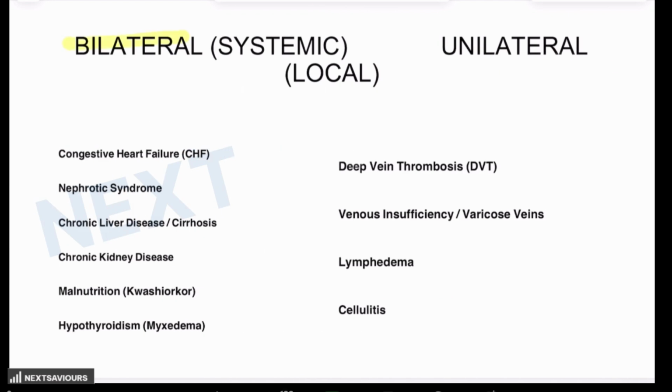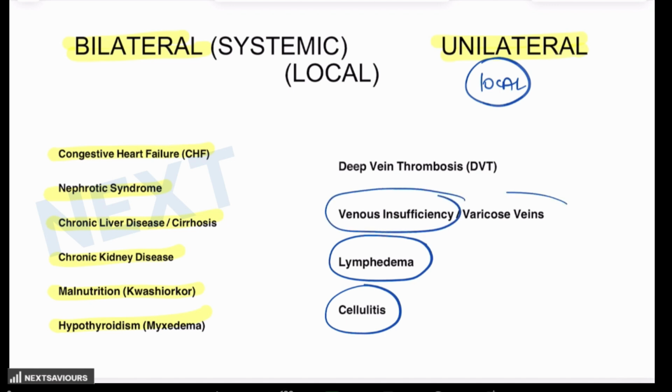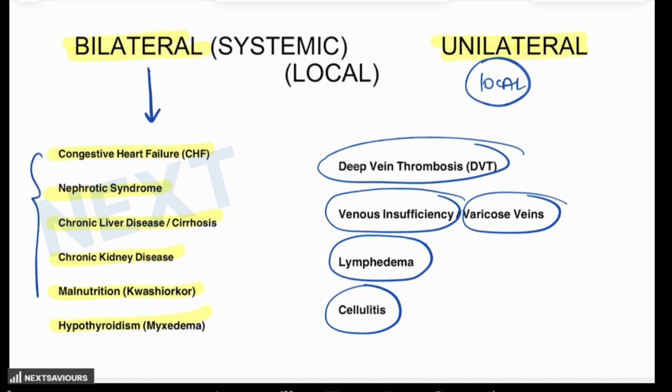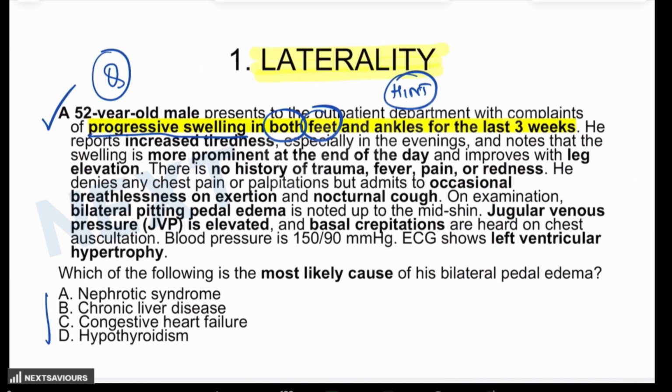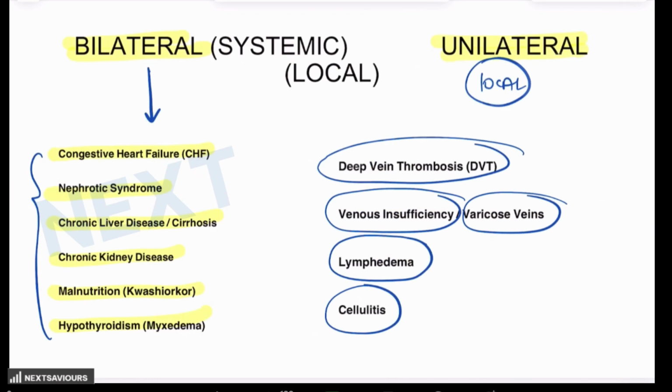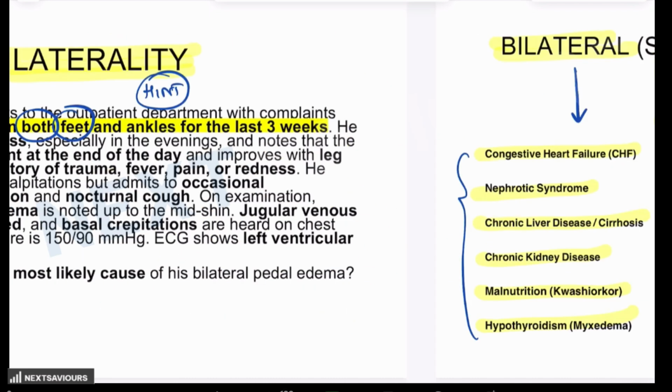Because if the reasons are bilateral, then these are the systemic reasons. It could be cardiac failure, renal involvement, chronic kidney disease, liver involvement, malnutrition, or even hypothyroidism. But if the patient is having a unilateral involvement, then it is because of local reasons, which could be cellulitis, lymphedema, venous insufficiency or varicosities of the veins, and deep vein thrombosis. So this gives you a hint that if the patient is having a bilateral involvement, then obviously you have to look for the systemic reasons among the options. But if there is a unilateral involvement, then you have to look for the local reasons among the options.